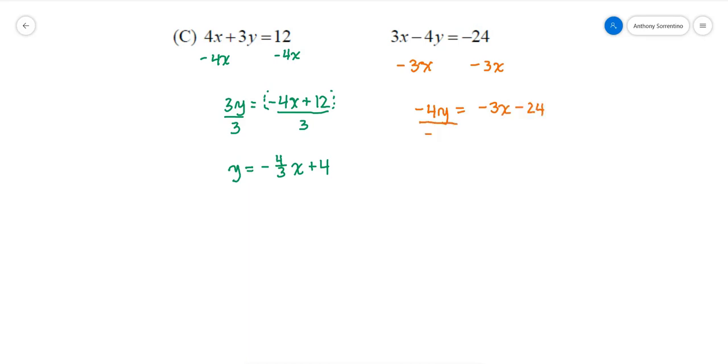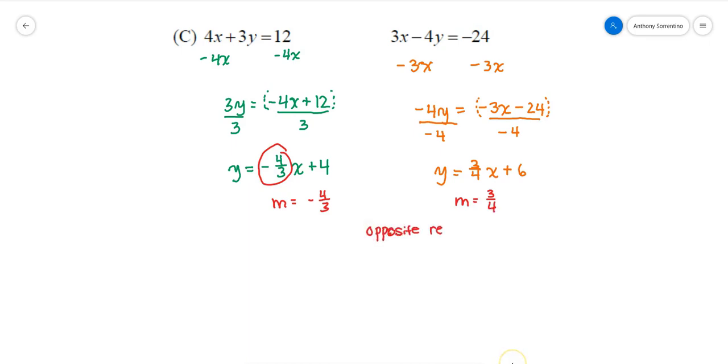I then divide both sides by negative 4. Over here I'd have y. Negative 3 divided by negative 4 is a positive 3/4 x, negative 24 divided by negative 4 is a plus 6. Now I have enough information to answer the question because here I know that the slope is a negative 4/3. Here I know that the slope is a 3/4. These are opposite reciprocals, and therefore they are perpendicular.